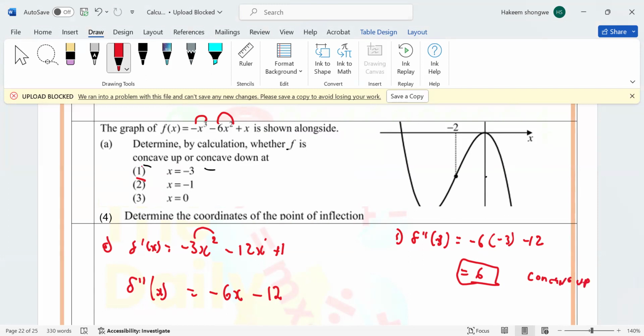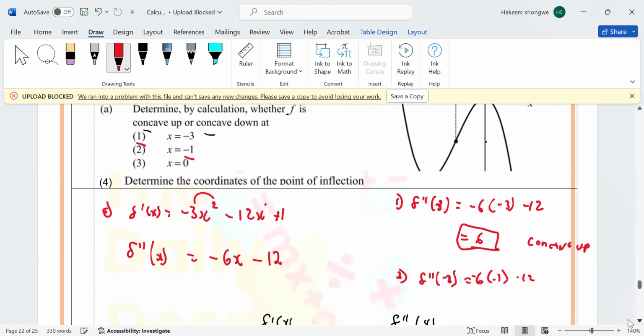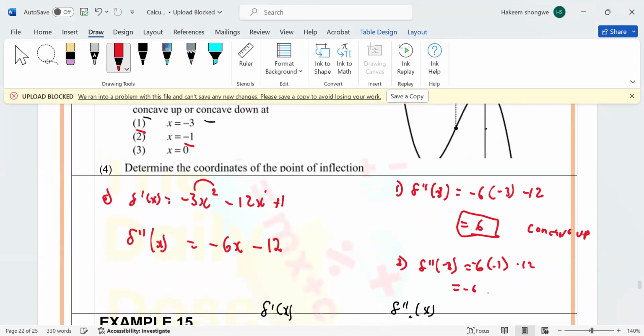Let's try when x is minus 1. f prime prime of minus 1: you're going to have minus 6 multiplied by minus 1, minus 12. You get what? Minus 6. Then you can tell them that you have minus 6, so your graph here is concave down. So here you have concave down.